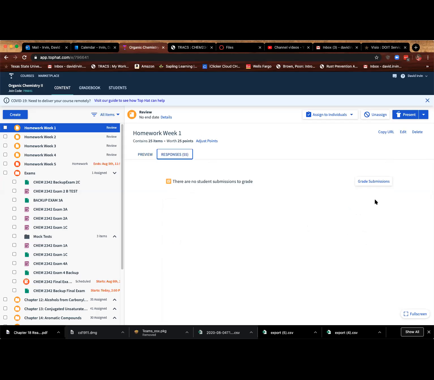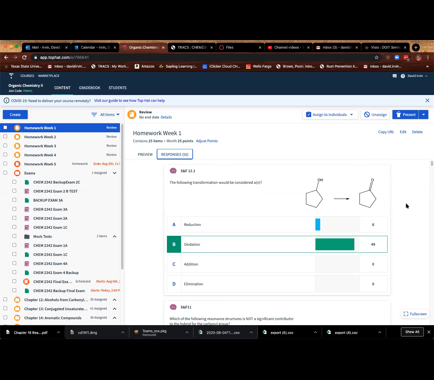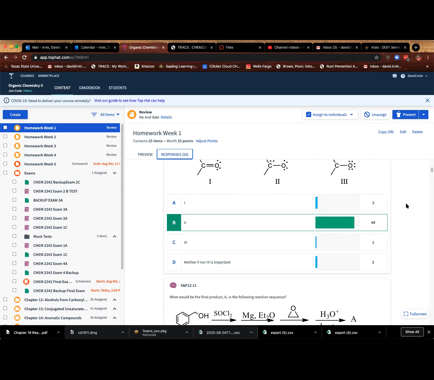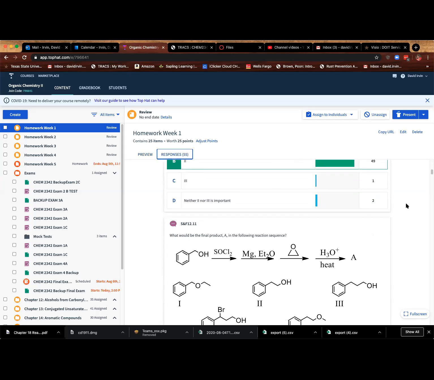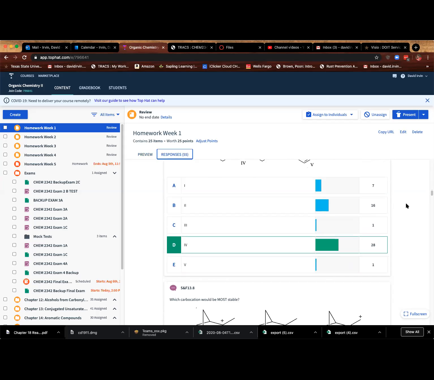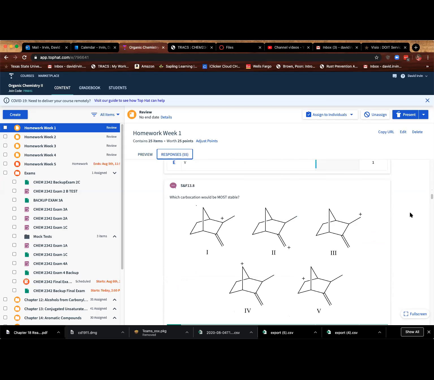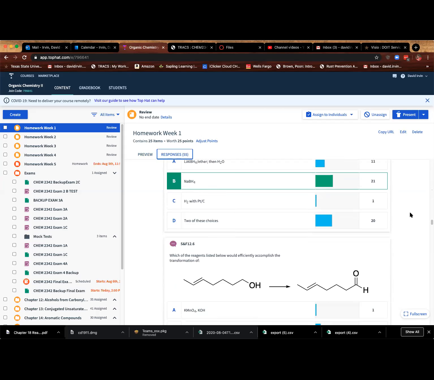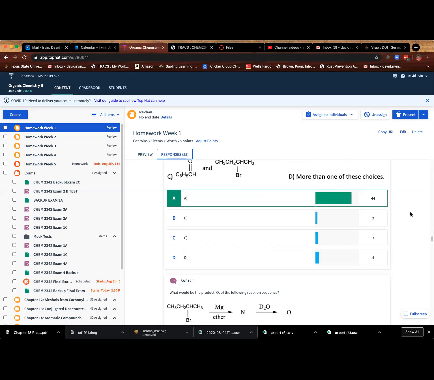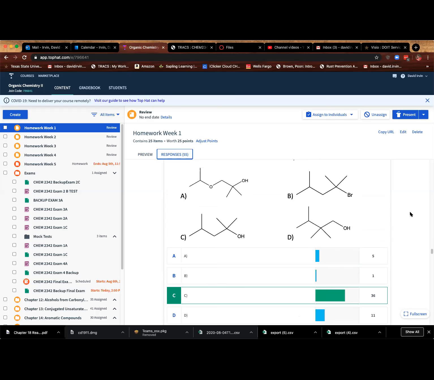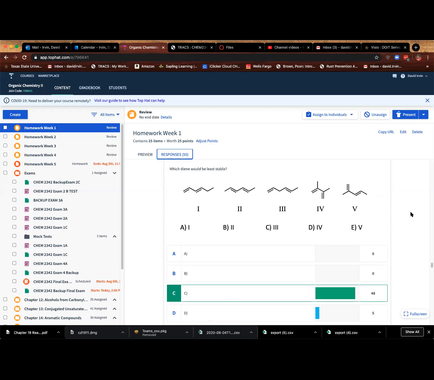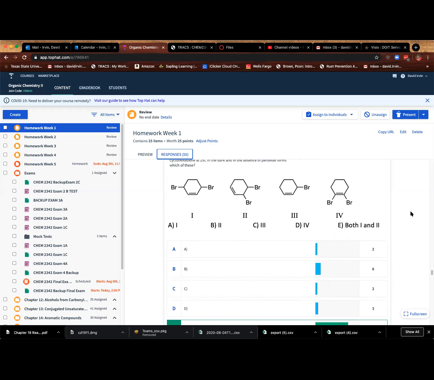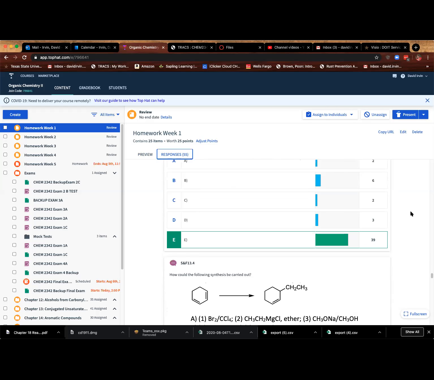You can actually see what the general results are; a lot of people are getting the answer right. So this actually tells me how many responses I got on each of the different possible answers. Let me see how many people actually, okay. Most people got that right, and most people got that right.